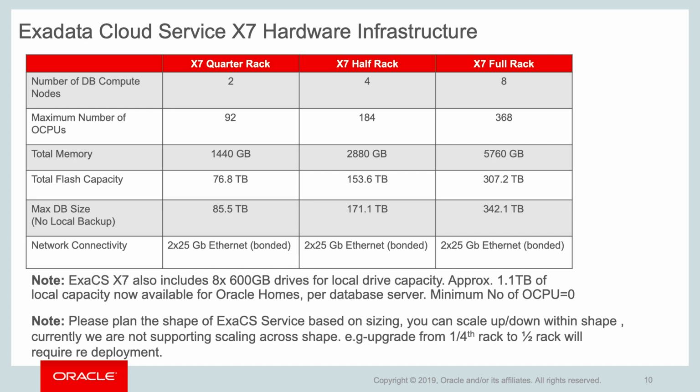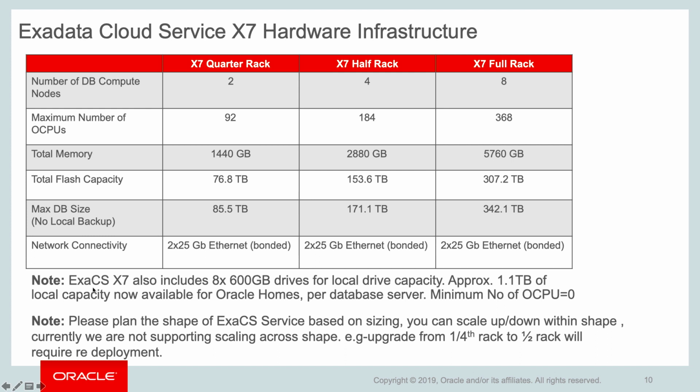Another important aspect to know here is you need to always consider the maximum database size. So in case we don't take a local backup, the maximum database size on a quarter rack could be 85.5 terabyte. On a half rack configuration, it can go 171 terabyte, and on a full rack, we can have a 342 terabyte of one single database. In terms of network connectivity, quarter rack, half rack and full rack all have bonded 25 GB Ethernet attached to it.